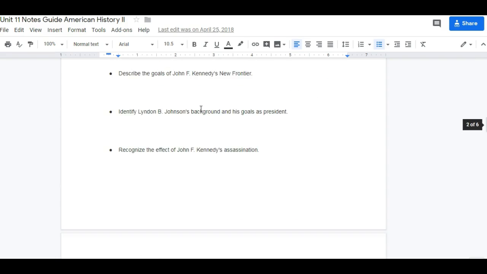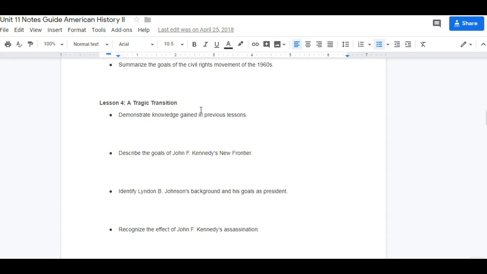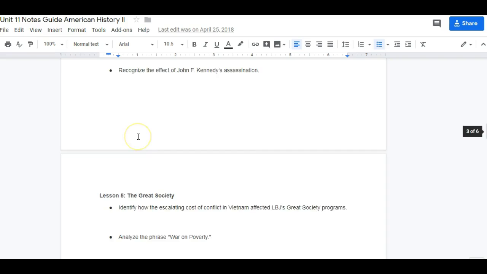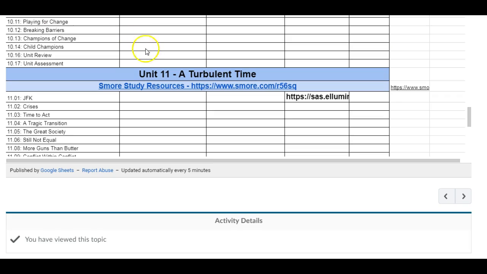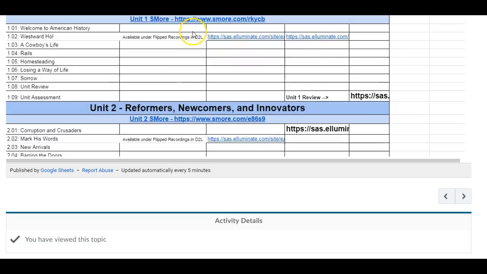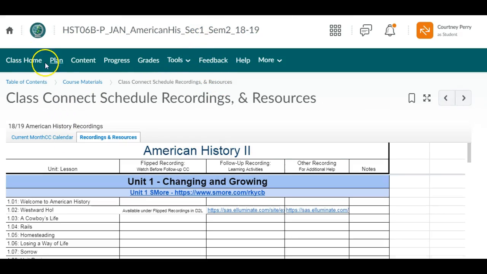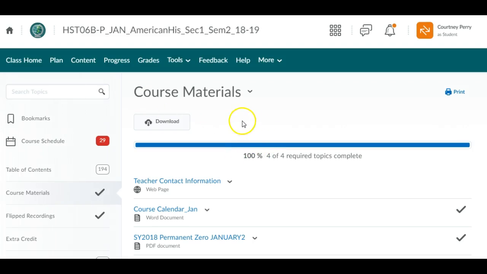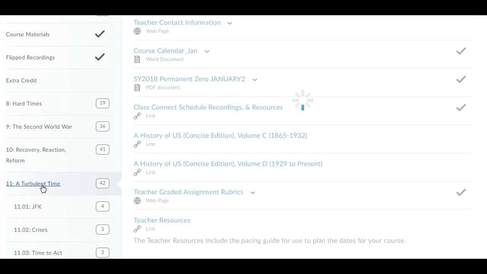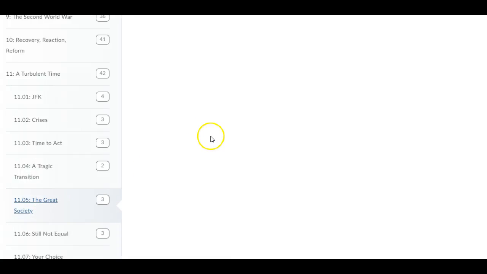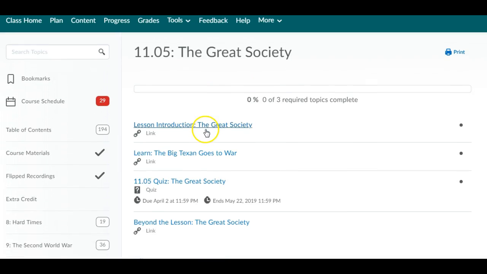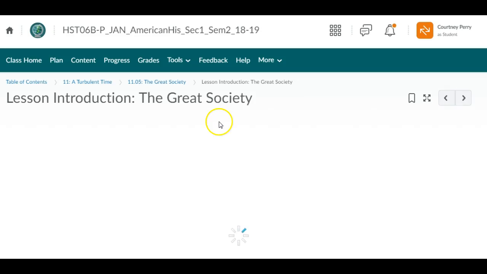So let's take a look. And lesson 4. Okay, so let's go back to lesson 5. Let's see what pages we read in the textbook for that. So in order to do that, I'm going back to the class. I'm going to go to Unit 11. I'm going to go to lesson 5, and it was called the Great Society, and that may not necessarily clue me in to what we learned about in that unit or in that lesson, and so that's why I tell you to use the notes guides to look at those objectives and see exactly what you are learning.